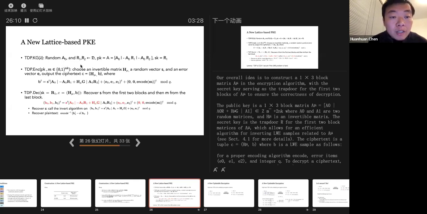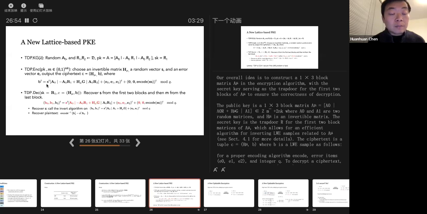For a random matrix A, we generate R1 and R2 from some distribution such that the PK is in this form, and it is random. The secret key is just R1. How can we encrypt? We generate our invertible matrix H mu here, and also an error term E. We encode M in the last block of the vector, and also our vector S. The ciphertext header part is just the matrix H mu here, and B equal to this part.